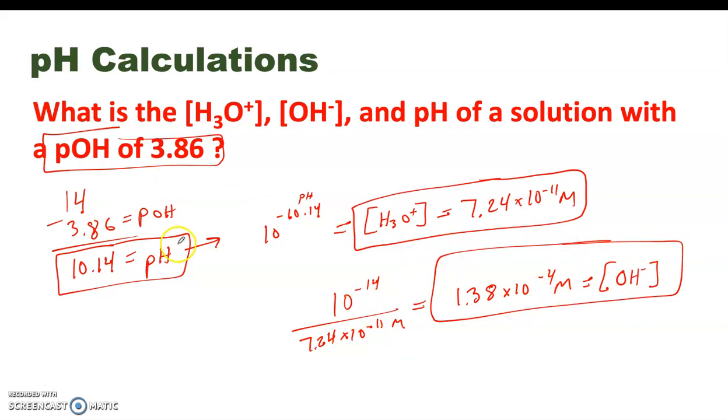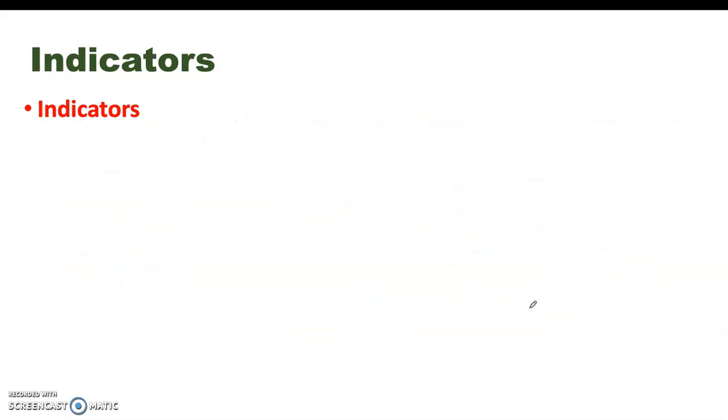And double check, I'm even going to do this a second way here, just to make sure. 10 to the minus 3.86, does it get me this answer? 10 to the minus 3.86, and I get the exact same answer, so that's awesome. So there's more than one way to do this. You can always do it two ways on a test just to double check. That is an option. The next video is going to be on indicators. So that's all of the calculation examples, and we'll have more practice in class. So I will end it there.